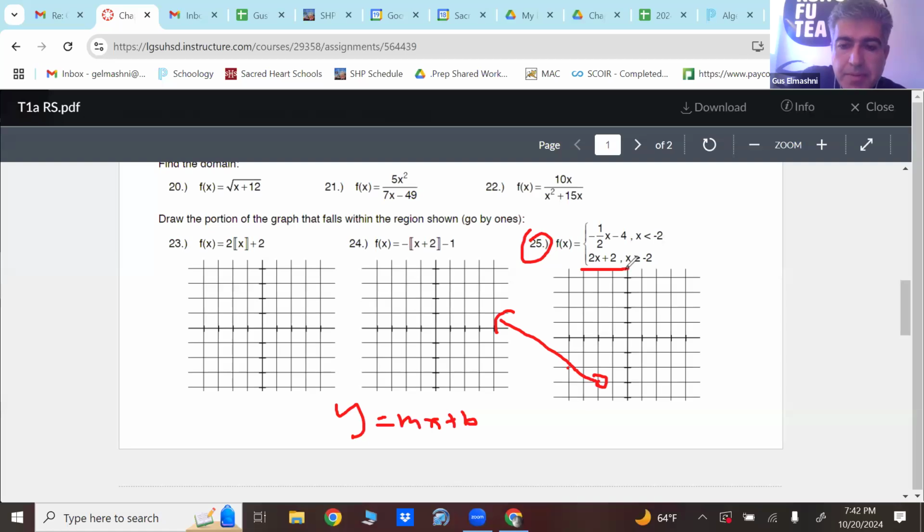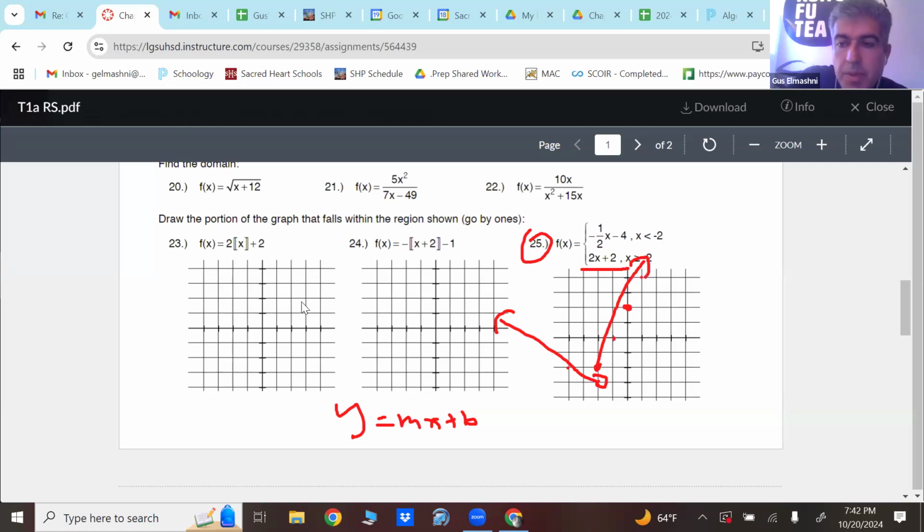What's my y-intercept here? 2. What's my slope? 2/1. Exactly. And it's starting at -2, and it just does this. So hopefully that makes sense for that one. So that's a piecewise function.